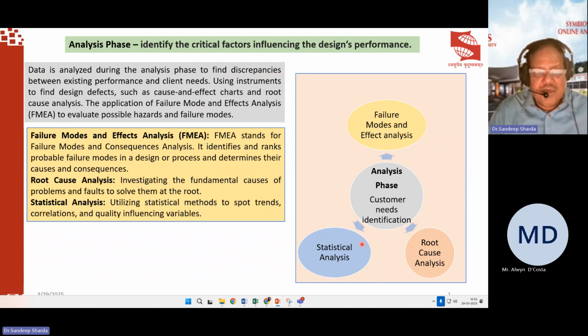Now coming to the analyzing phase, identifying the critical factors that influence the design performance. Failure mode effect analysis is one of the tools that we are going to use, along with root cause analysis and statistical analysis. Failure mode effect analysis stands for failure mode and consequences analysis. It identifies and ranks the probable failure modes in the design and the processes, and determines their causes and consequences. Root cause analysis investigates the fundamental cause of the problem and the fault, to solve them at the root. Statistical analysis utilizes statistical methods to spot trends and correlations in the quality-influencing variables.